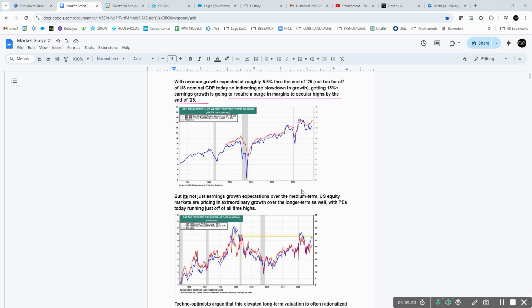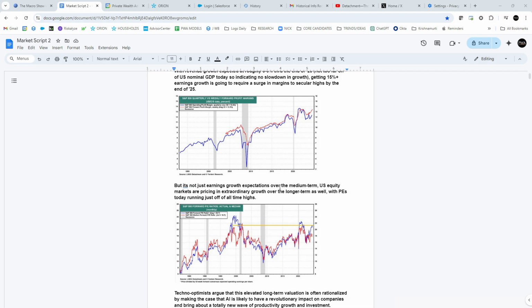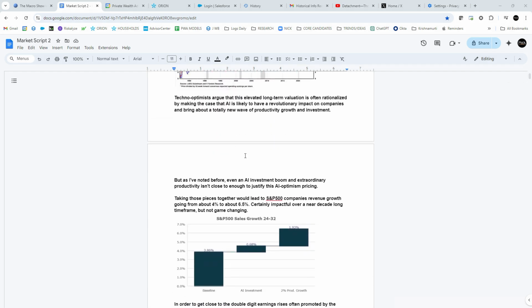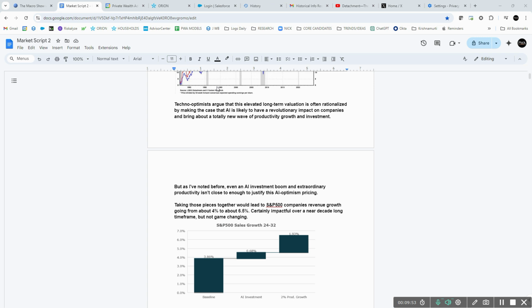But it's not just earnings growth expectations over the medium term. U.S. markets are pricing in extraordinary growth over the long term as well, with price to earnings ratios running right now just off of all-time highs. They've illustrated that for you aplenty the last few months. The optimists argue that this elevated long-term valuation is often rationalized by making the case that AI is likely to have a revolutionary impact on companies and bring about a totally new wave of productivity growth and investments.